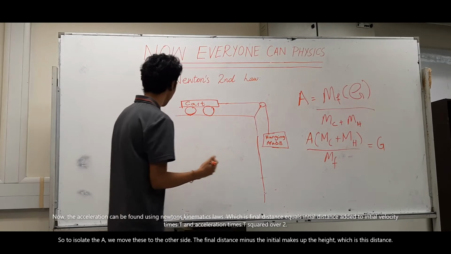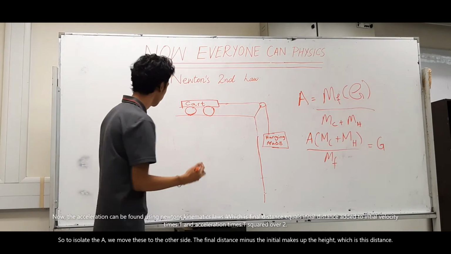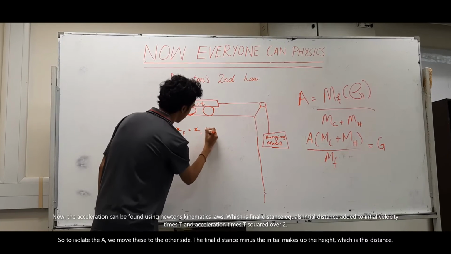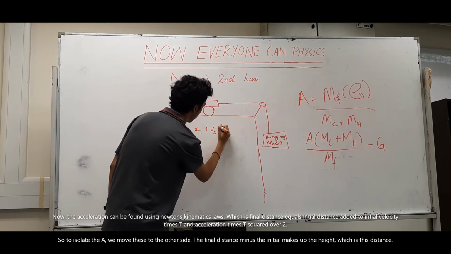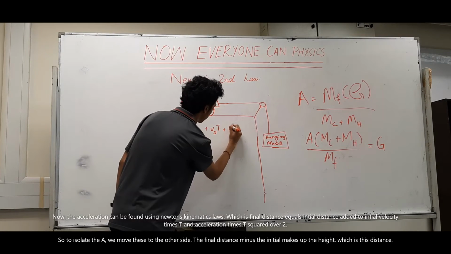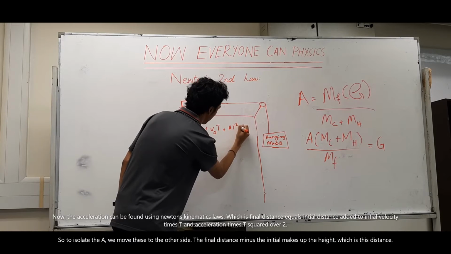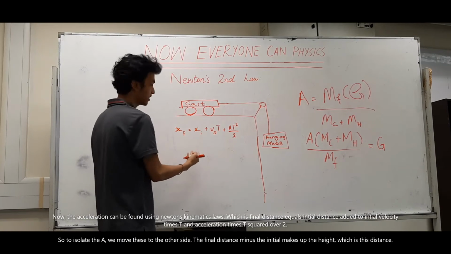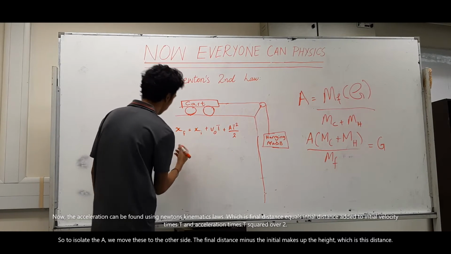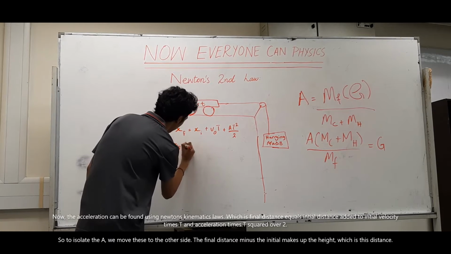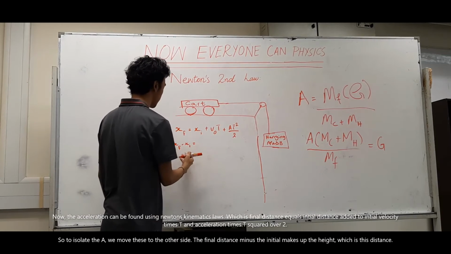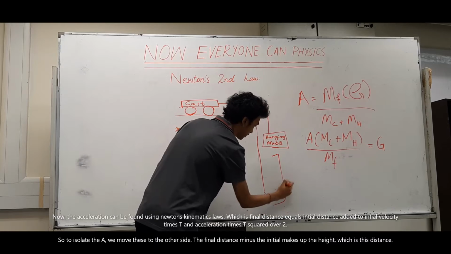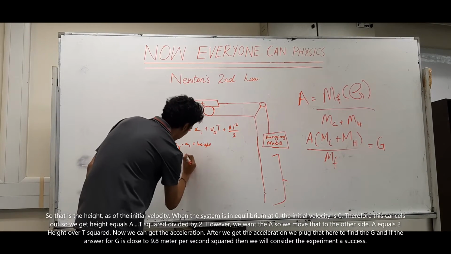The acceleration can be found by using Newton's kinematic law, which is the final distance equals the initial distance plus initial velocity into time plus acceleration into t squared by 2. So to isolate the a, we move these to the left side. When we move the initial distance to the left side, we get final minus initial, which makes up the height of the weight. So it becomes the height.